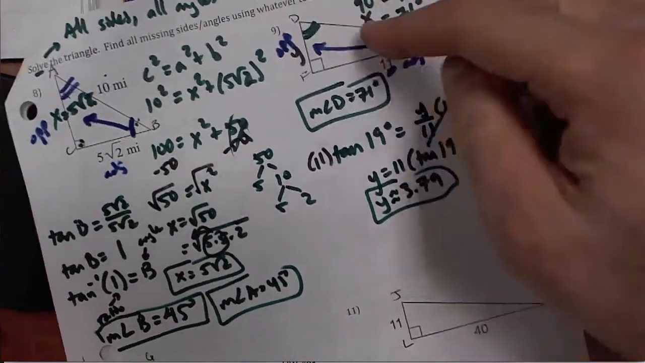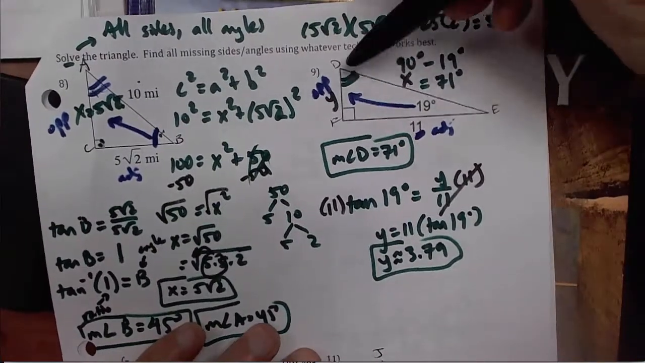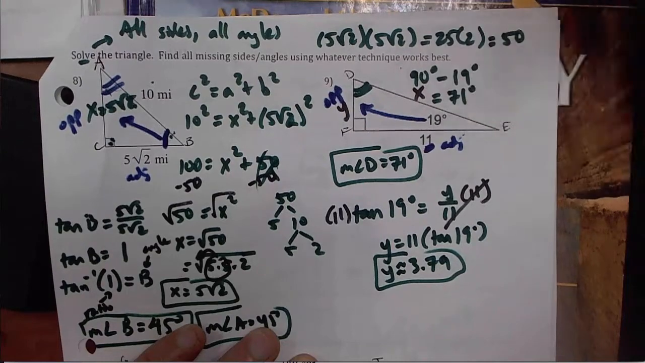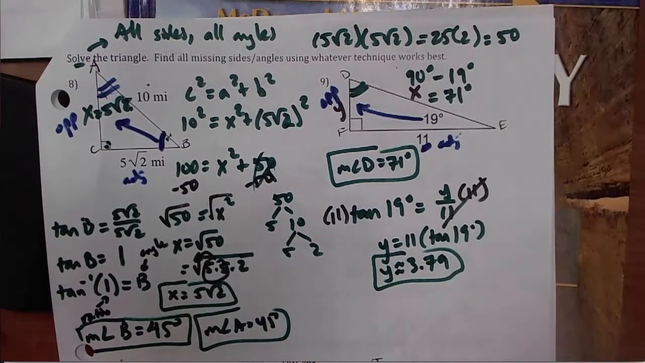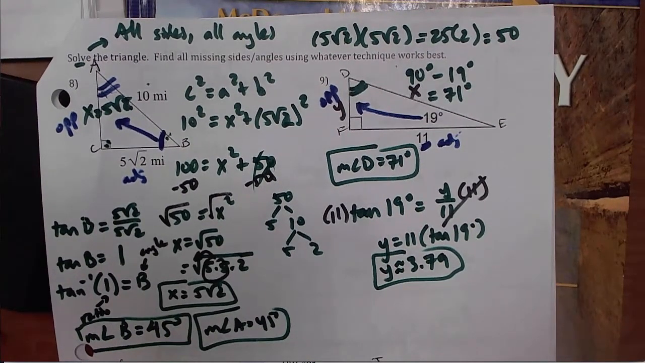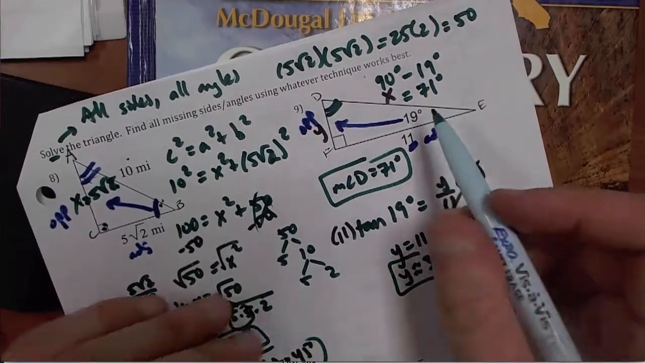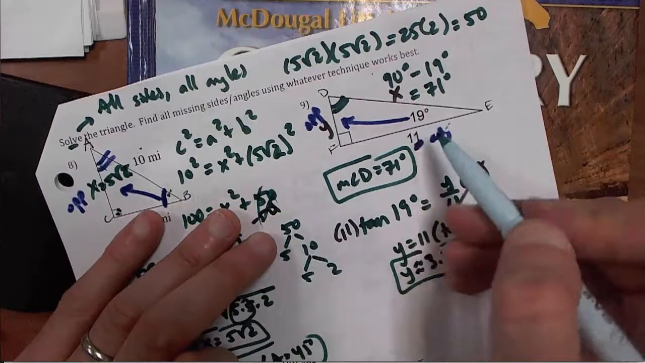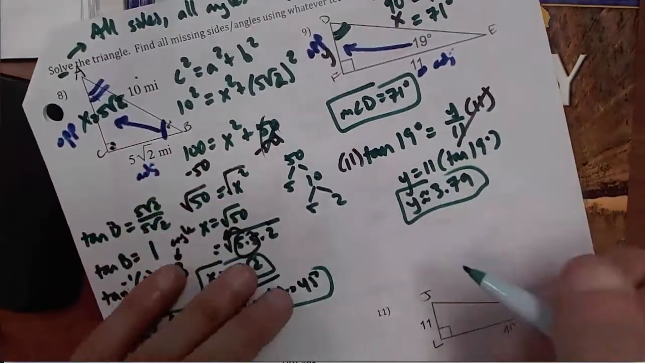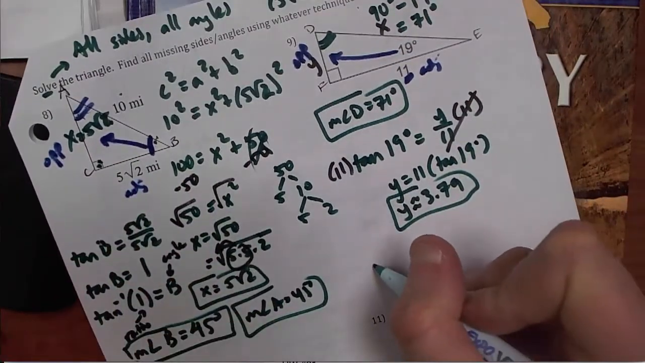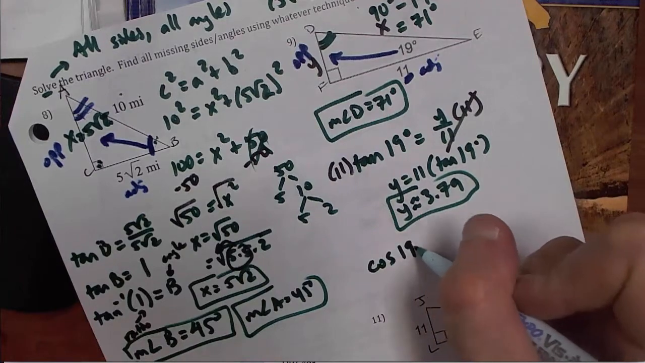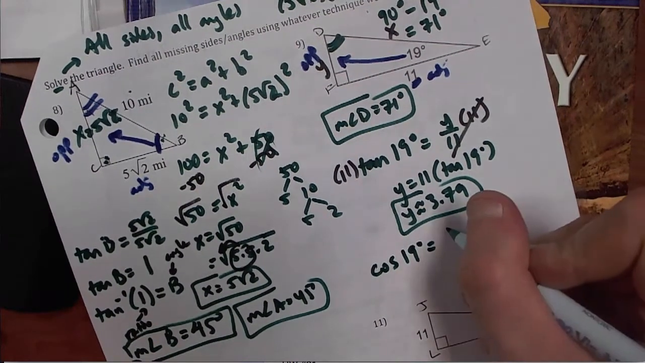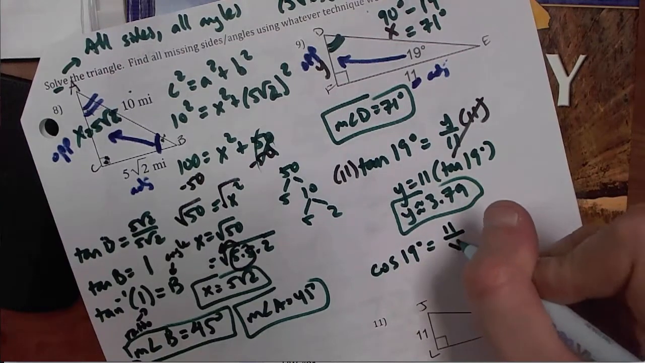Okay, to find x, we have a couple choices now. We could either use the Pythagorean theorem, a squared plus b squared equals c squared, or we could just use a different trig ratio. I'm just going to use a different trig ratio. So what do I have here? This is my adjacent as 11, and this is my hypotenuse. Adjacent over hypotenuse, that's my cosine ratio. So cosine ratio at 19 degrees equals AH, adjacent over hypotenuse. So adjacent is 11, hypotenuse is x.